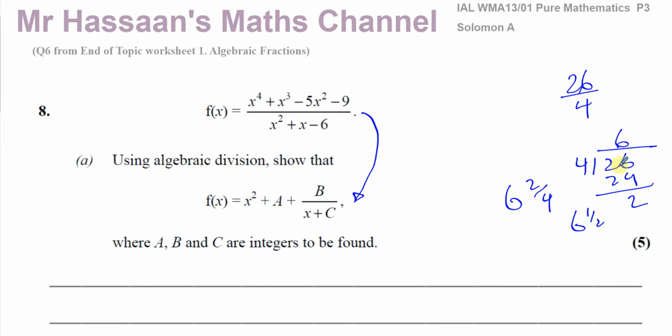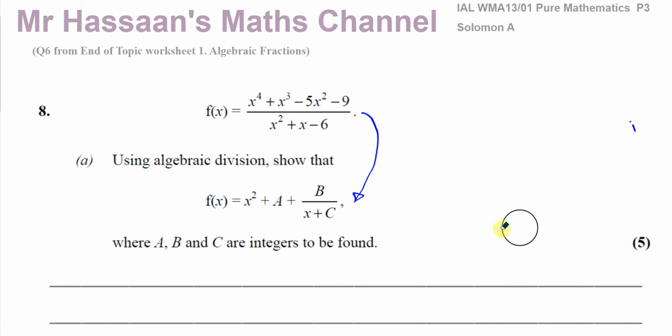So basically the whole number of times that the denominator goes into the numerator ends up over there, and the remainder ends up down here. So in algebraic long division, it's basically the same procedure as that, but you're just dealing with algebraic terms.